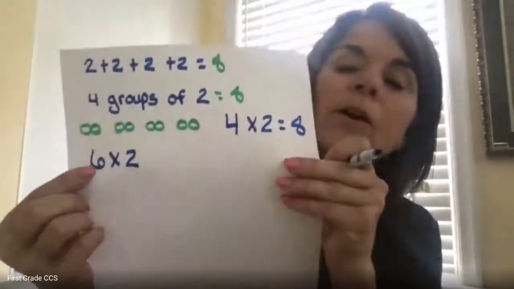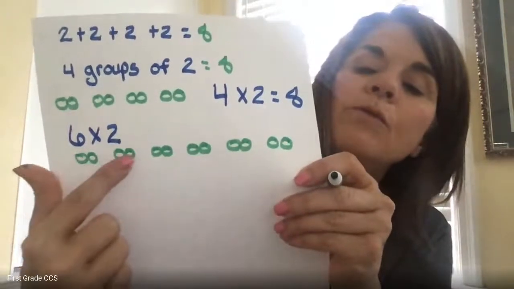So let's look at other ways we could do that. Let's say I wanted to do 6 groups of 2. I'm going to go ahead and start with the multiplication fact and write it that way. 6 groups of 2 right here. Now I'm going to draw the picture. 1 group, 2 groups, 3 groups, 4 groups, 5 groups, 6 groups. If I have 6 equal groups of 2, I can go back and count 2, 4, 6, 8, 10, 12. So it would equal 12.